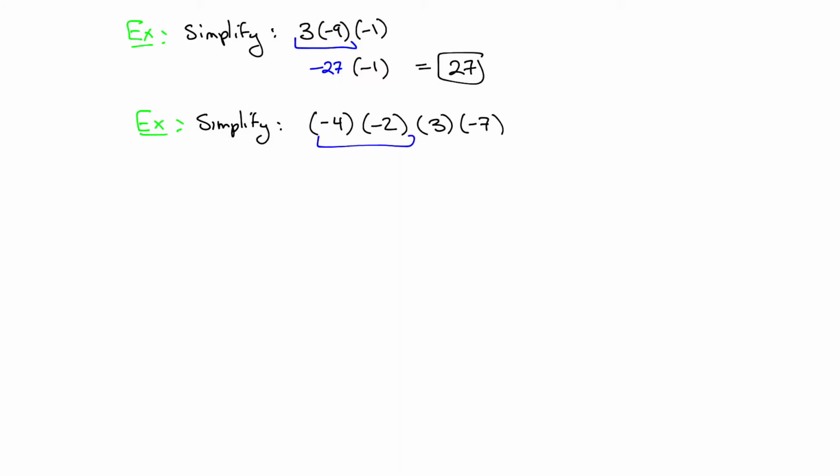This is a negative times a negative, which should be positive. Should be positive 8. This is a positive times a negative, so the result will be negative, and it'll be a negative 21. And so we're multiplying those two things together. The result will be a negative because it's a positive times a negative. And that should be 168.